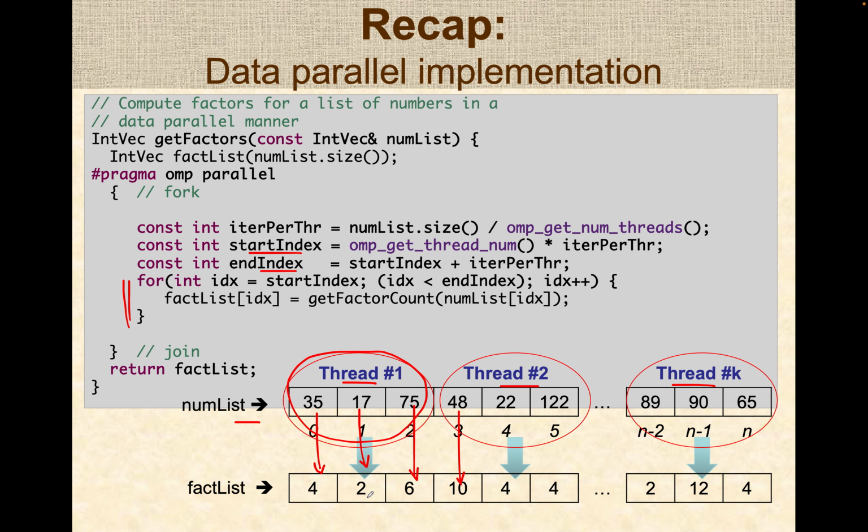generate the corresponding outputs. Remember that the outputs are pre-allocated, so we are not adding entries to this vector fact list. Instead, we are just updating the corresponding entries, and it is important to keep in mind that this list is pre-allocated, so it's important to pre-allocate it.